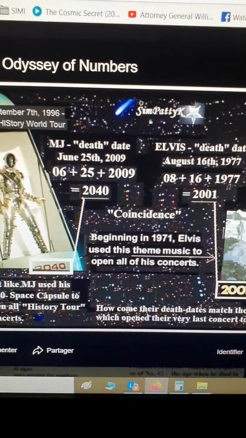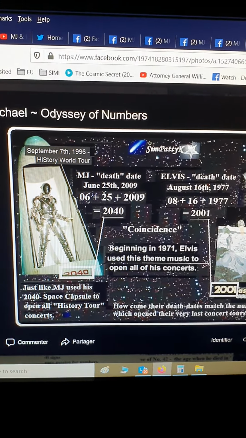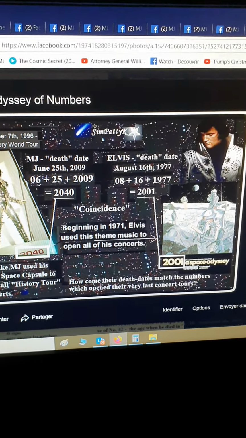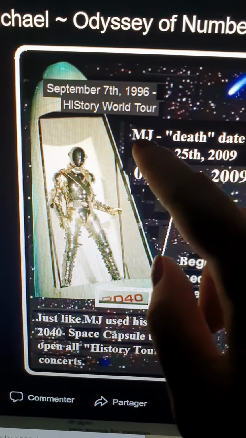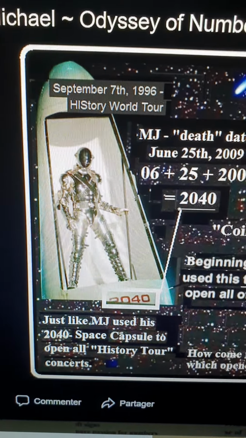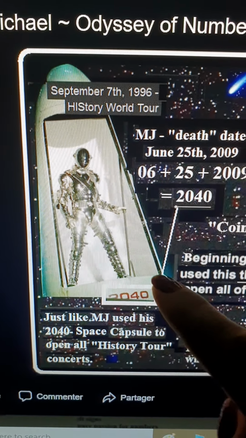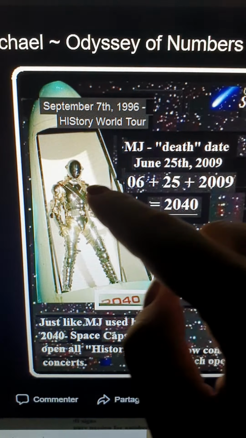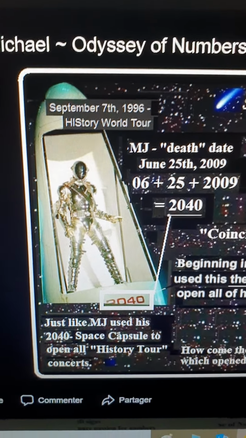Now here is the best clue that I talked about in the previous video, in part 1. This is what I said is my favorite clue that they left. So I'll tell you one more time. The History World Tour was launched on September 7th. Michael appeared at the beginning of each concert on the stage through a time capsule, a space rocket, dressed like a robot, or like a space traveler.